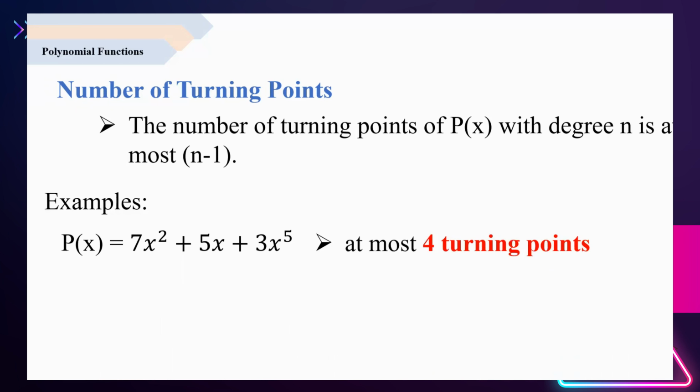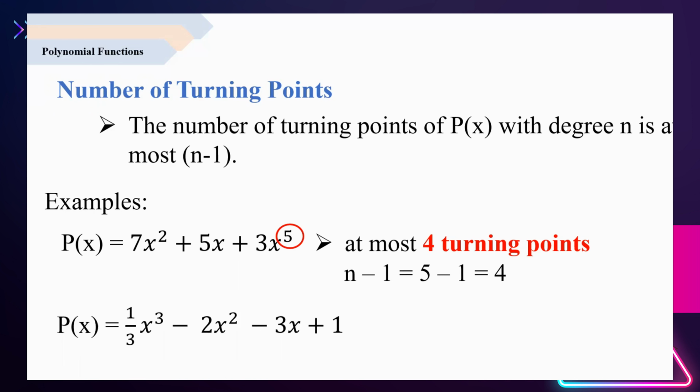Why 4? Because using the formula, n minus 1 is equal to 5 minus 1. So the difference of 5 and 1 is 4. Therefore, the number of turning points sa ating polynomial function na 7x raised to the second power plus 5x plus 3x raised to the fifth power ay 4.